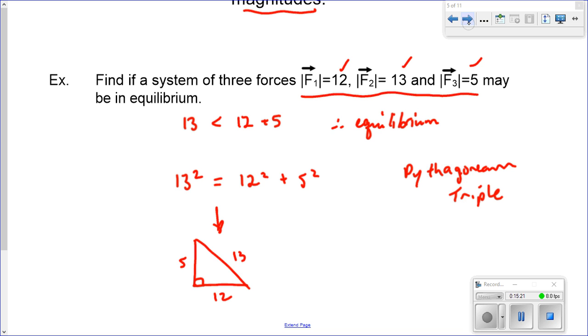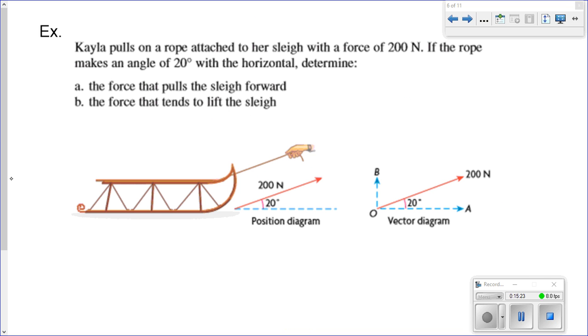Next one here. Nice little example from the textbook here. Caleb pulls a rope attached to her sleigh with a force of 200 newtons. There's a diagram that represents this. If the rope makes an angle of 20 degrees with the horizontal, determine the force that pulls the sleigh forward. The force that pulls the sleigh forward is this force right here. That makes up a triangle. And we could find that right triangle here.